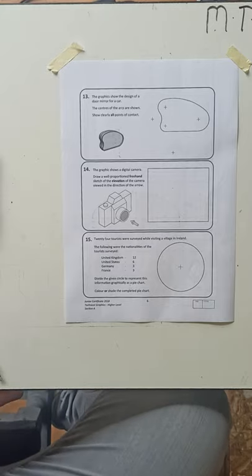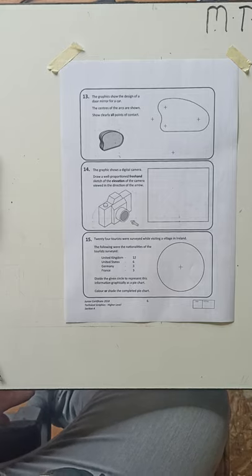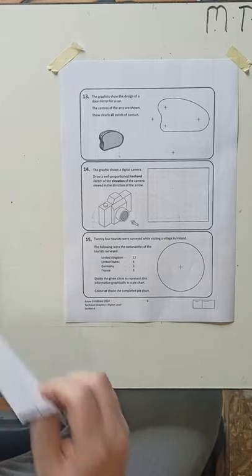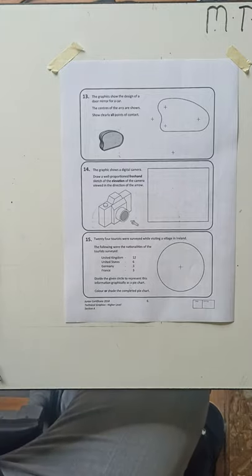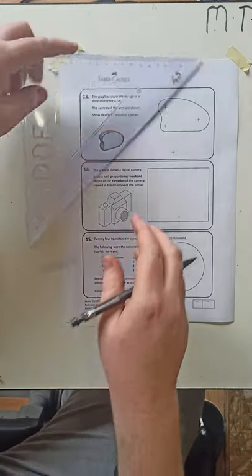Okay, right. The graphic shows the design of a door mirror for a car. The centres of the arcs are shown; show clearly all points of contact. Right, lads, we know that the point of contact between two circles is, how do we get them? Two circles are touching, how do we get the points of contact? We get them by joining the centres.